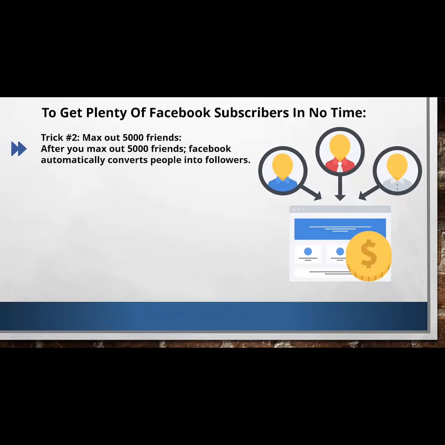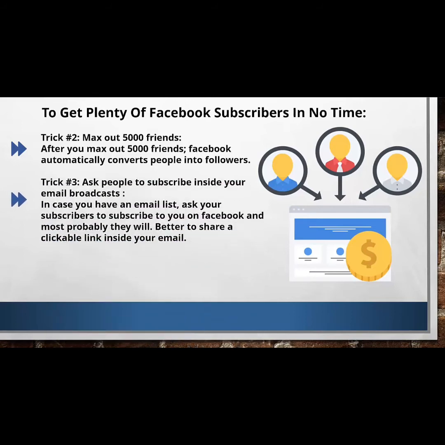Trick number 2. Max out 5,000 friends. After you max out 5,000 friends, Facebook automatically converts people into followers. How cool is that?